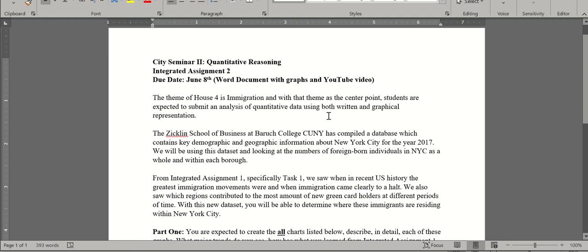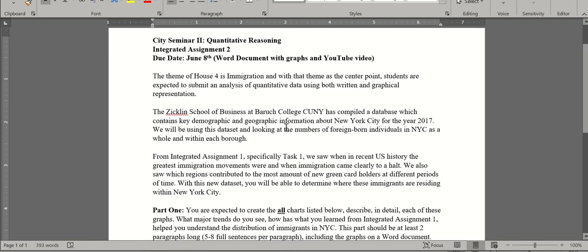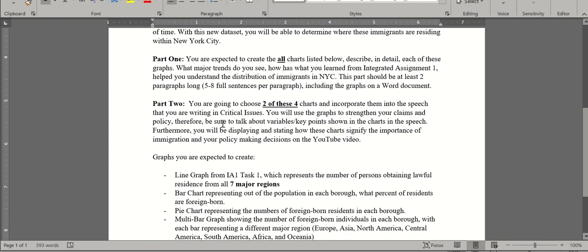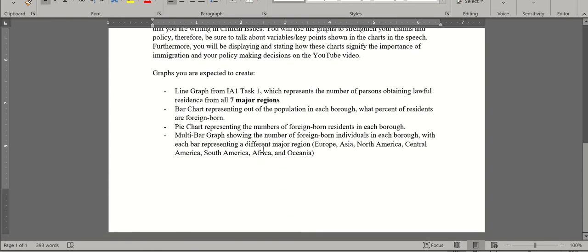Remember, in critical issues, you're creating a YouTube video, so this will be a collaboration of the graphs that you created in QR and reading the speech in critical issues, right? So make sure you are watching that video that I posted on integrated assignment 2, and also the video that Professor Feinseri posted explaining how both the QR and CI components are part of that YouTube video and that speech. Now this video will be mostly about creating these types of graphs.